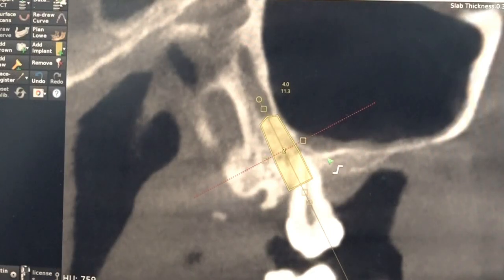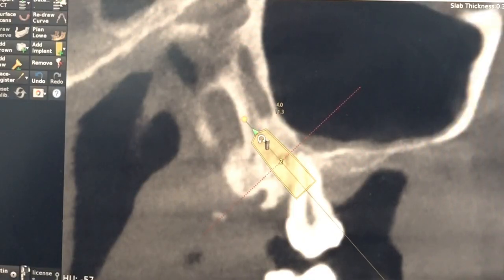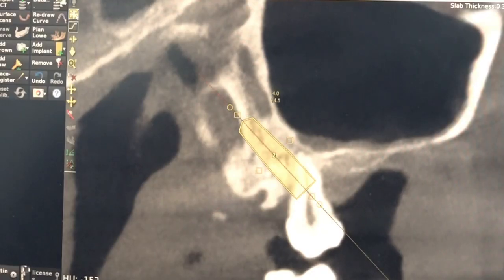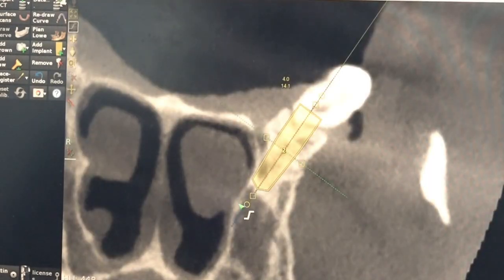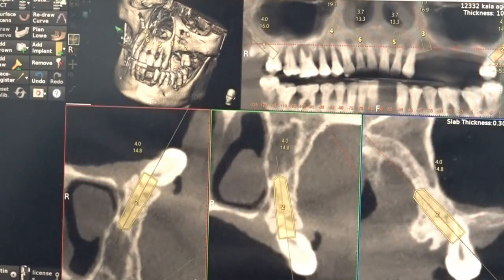So when doing pilot drilling, take an IOPA. If it is directing towards this direction, just change the angle more distal. Now it will be more safer. Okay, so this is much better. Same, around 15 mm, something like that.